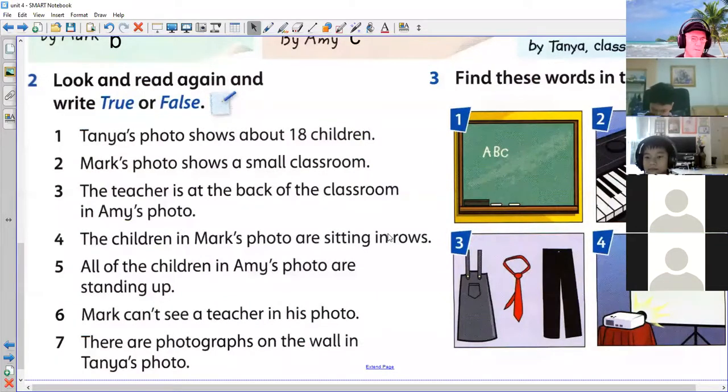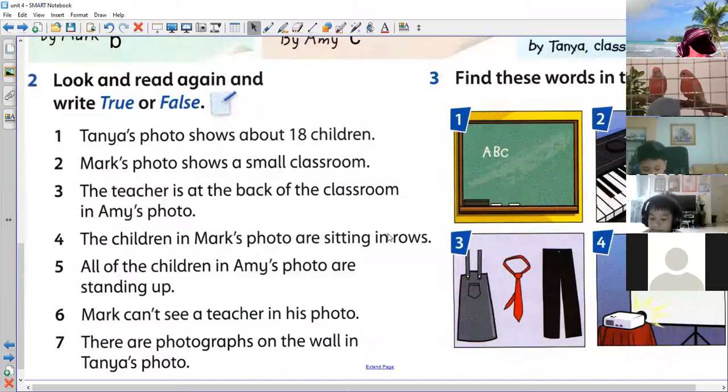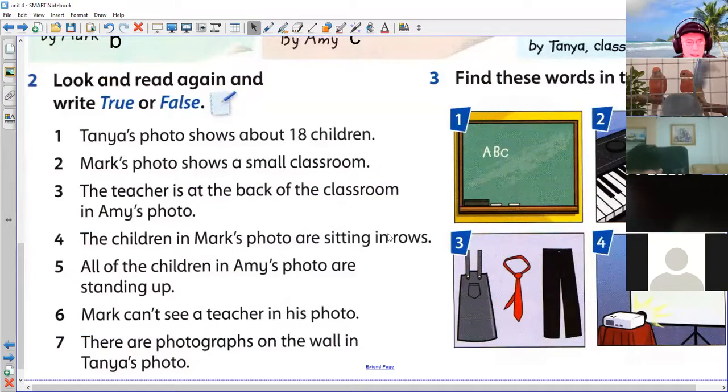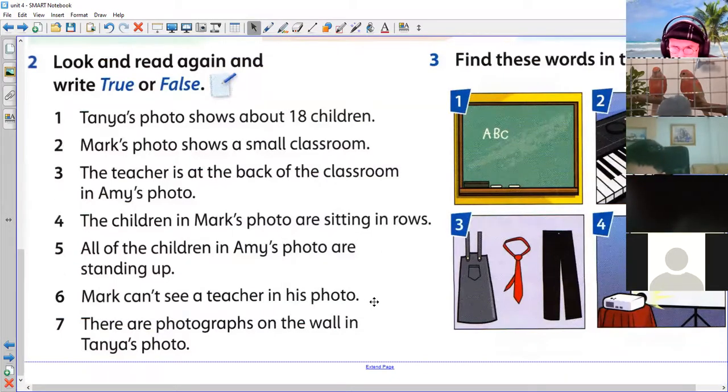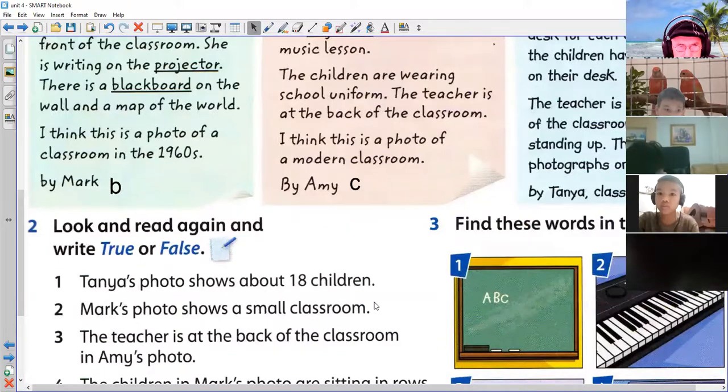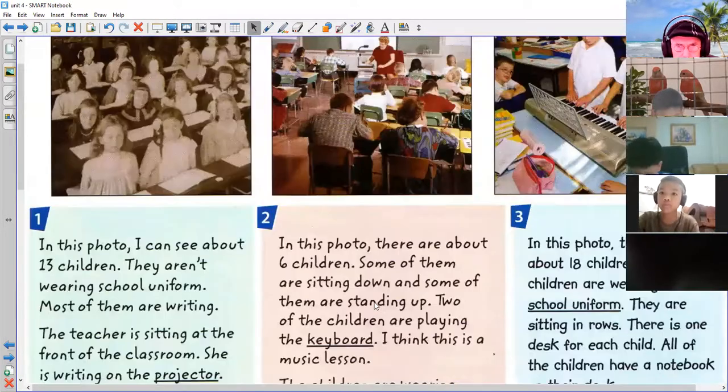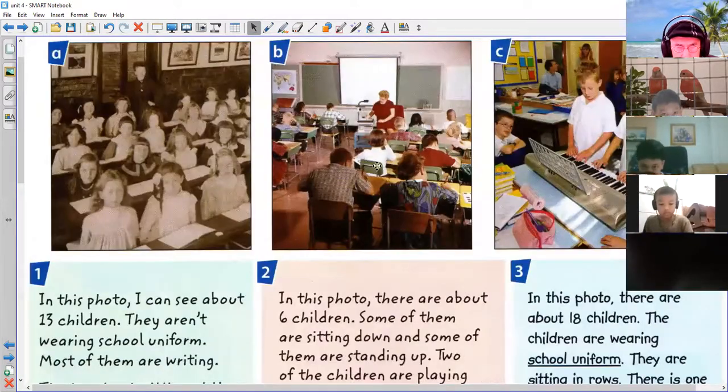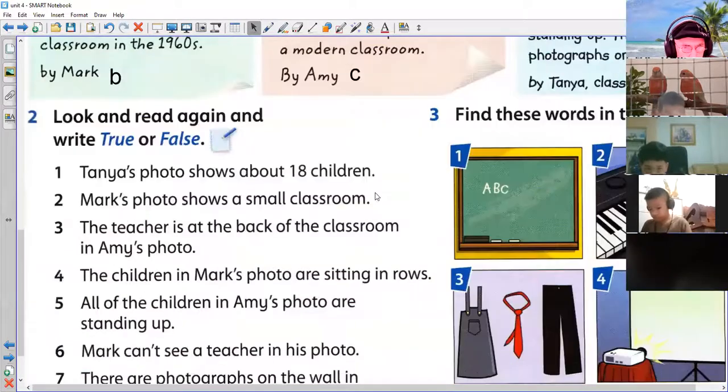Right. Who would like to do number 6? Number 25. Okay, go on then. Mark can't see a teacher in his photo. True or false? False. Mark's photo is B. Can't see a teacher? False. You can see a teacher. Correct. False. Right.